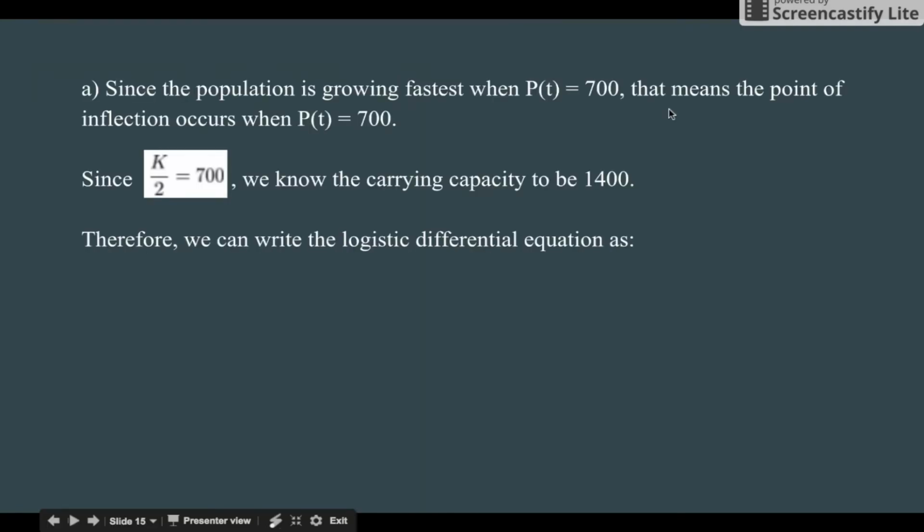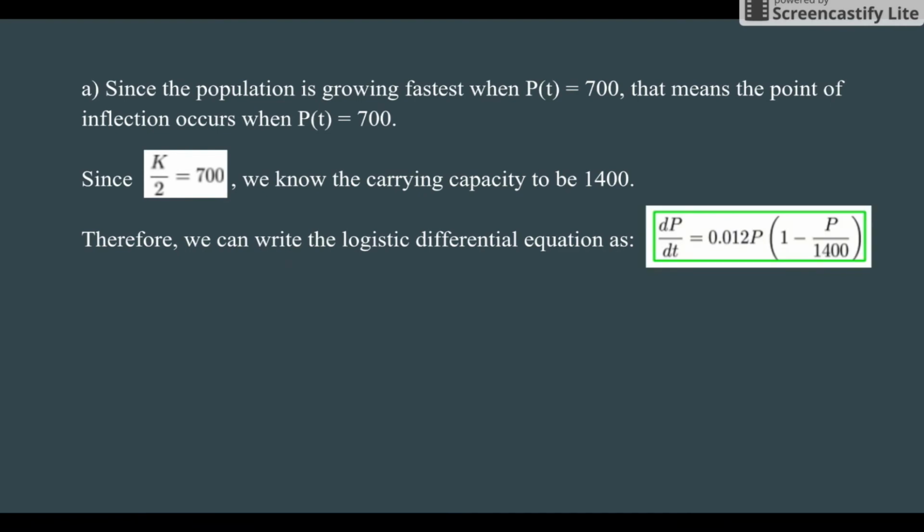Since we know that the population is growing fastest when P of t is equal to 700, that means that our point of inflection occurs when P of t is equal to 700. Since we know that K over 2 is equal to 700, we can know that the carrying capacity is 1400. Therefore, we can write the logistic differential equation as dP/dt equals 0.012P times 1 minus P over 1400. Remember that 0.012 was given to us in the question.